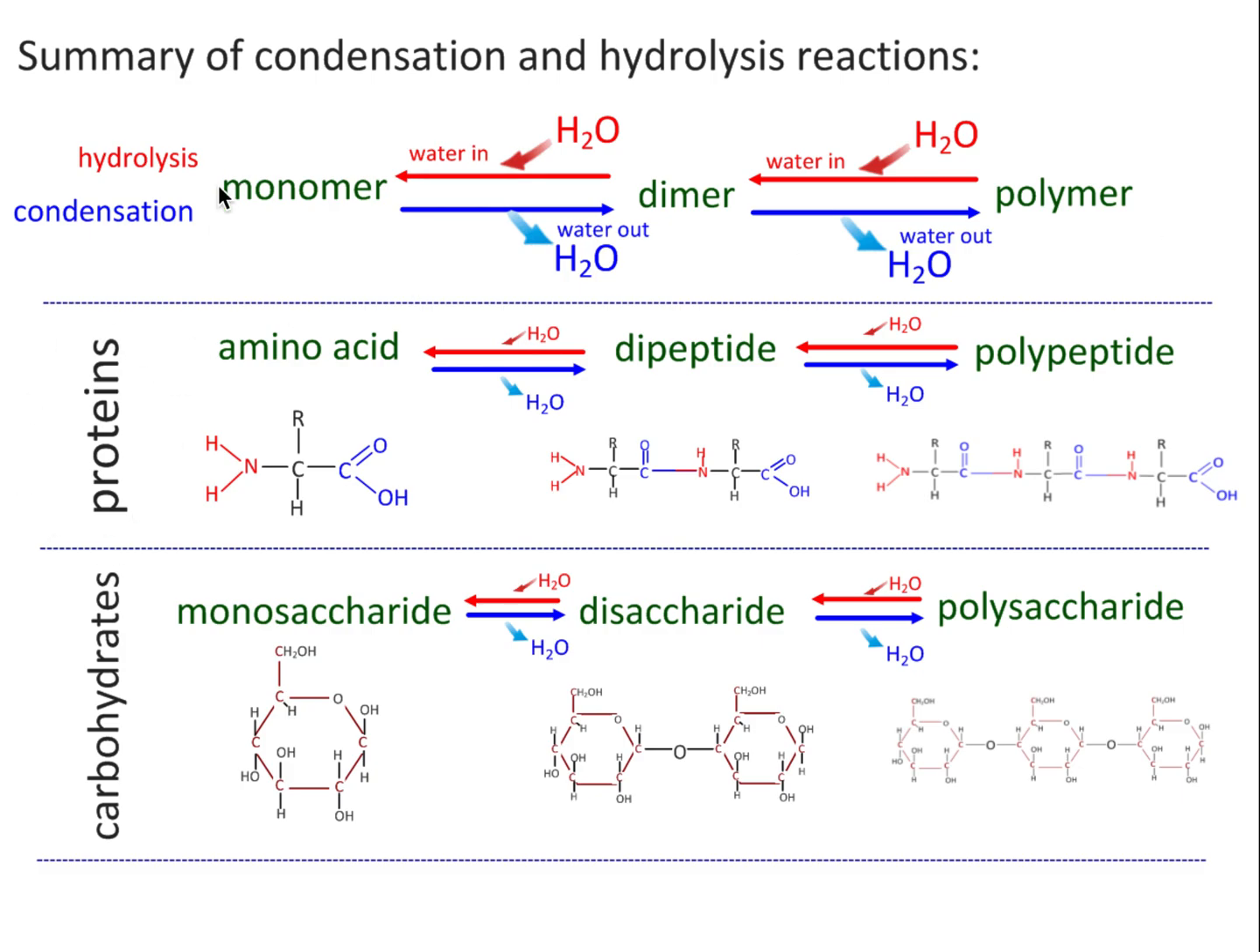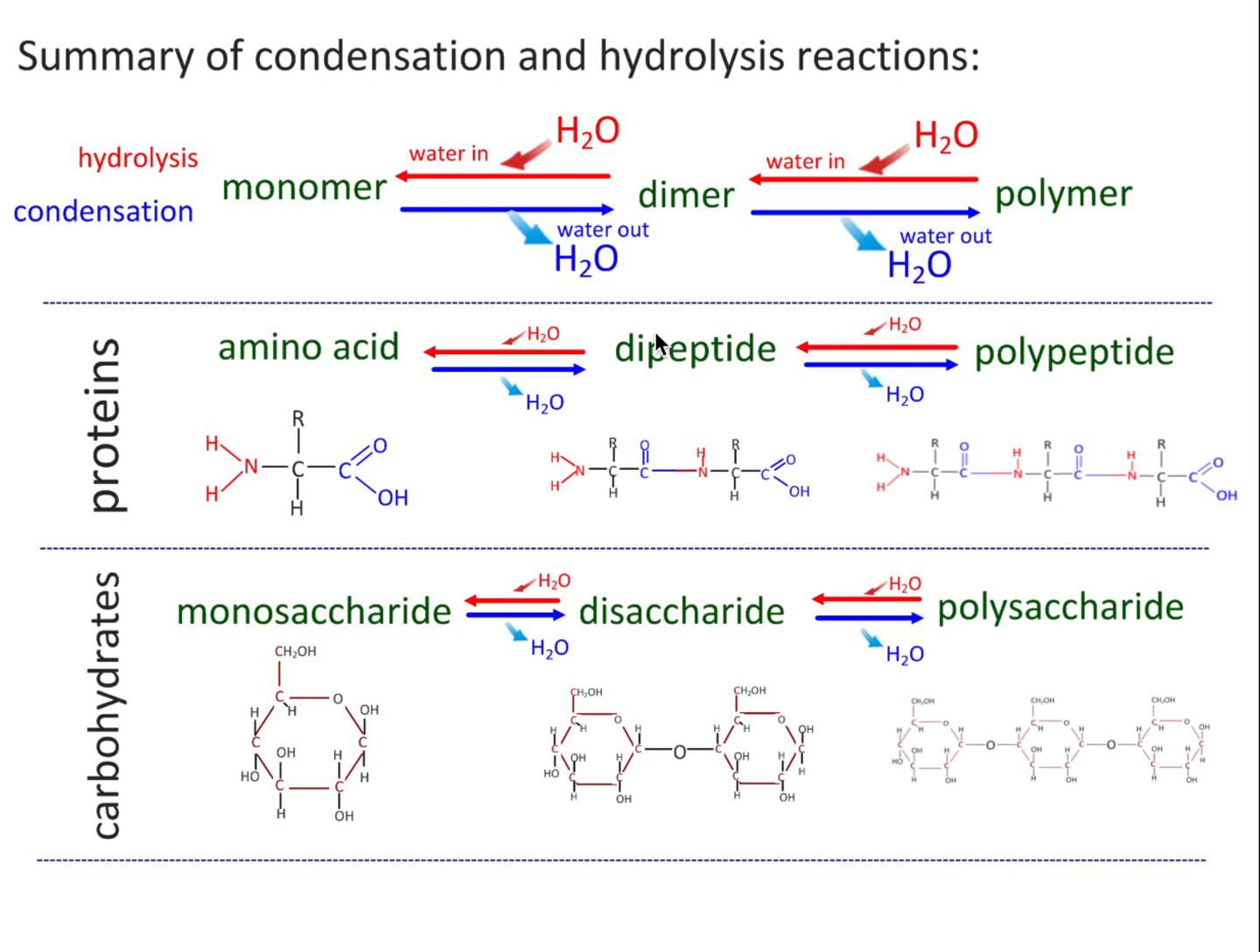So this would be an example of a protein. So just kind of getting used to seeing the structures again. Remember, the monomer for a protein is an amino acid, and the polymer is a polypeptide. So this would be 2 amino acids together, and this would be more than 2, which makes a polypeptide.